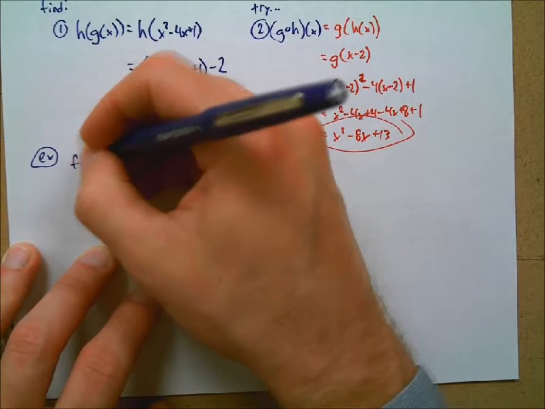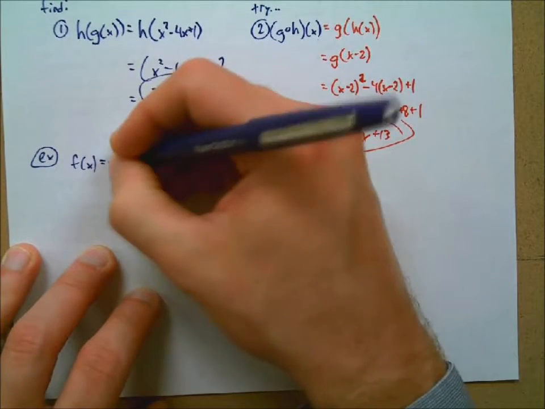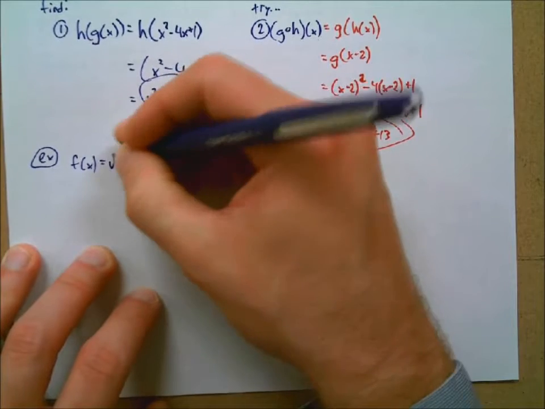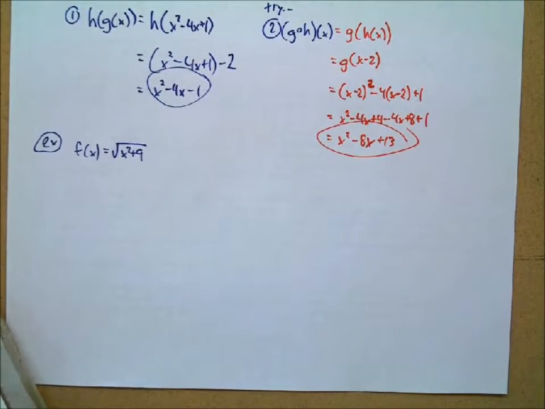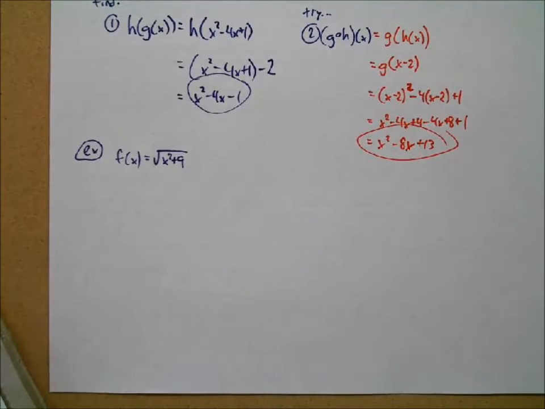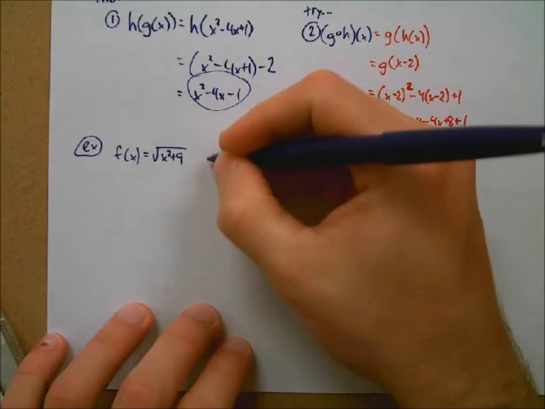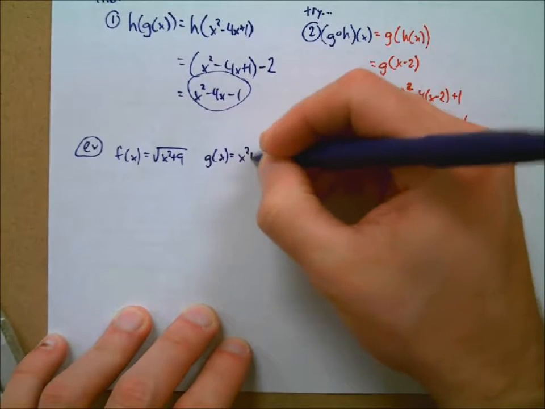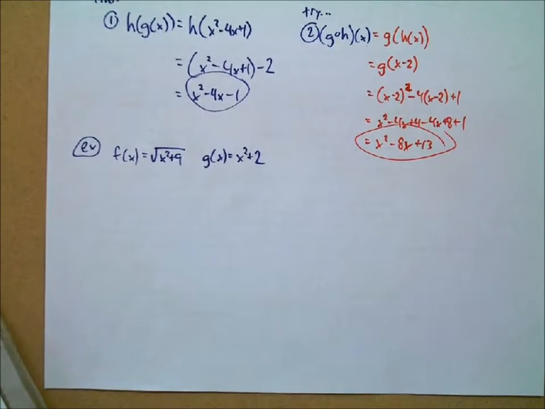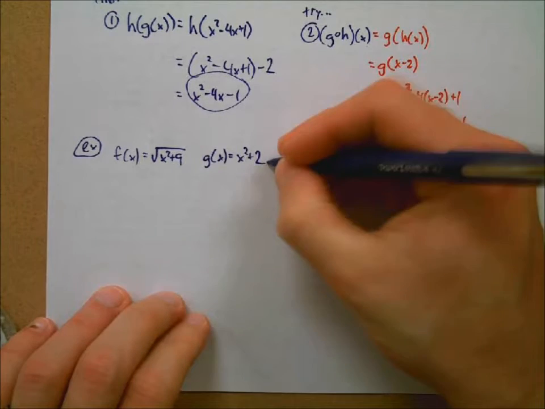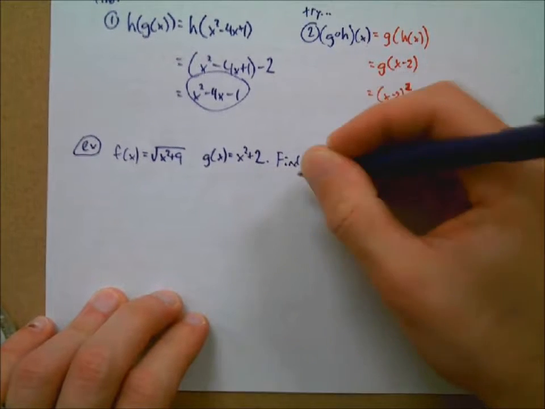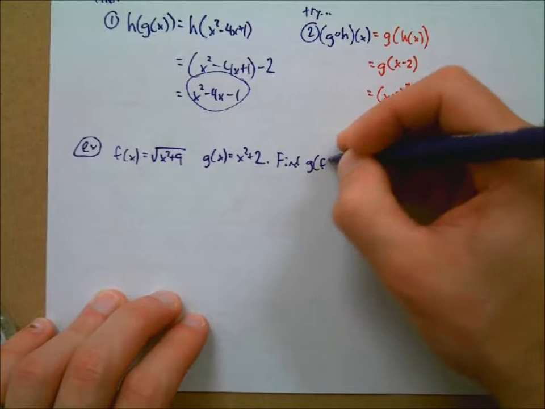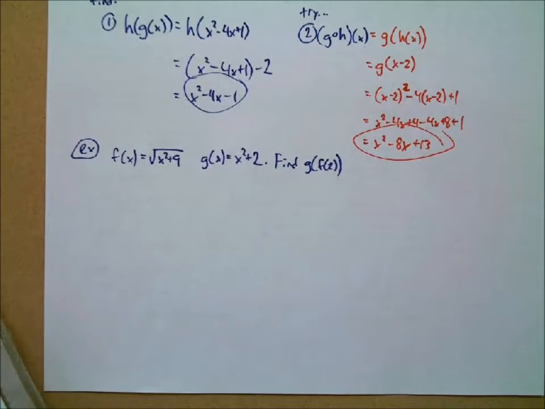All right. f of x equals the square root of x squared plus 9. I'm off the screen. There we go. Okay. f of x equals the square root of the quantity x squared plus 9. g of x equals x squared plus 2. And I want us to find g of f of 2. g of f of 2.